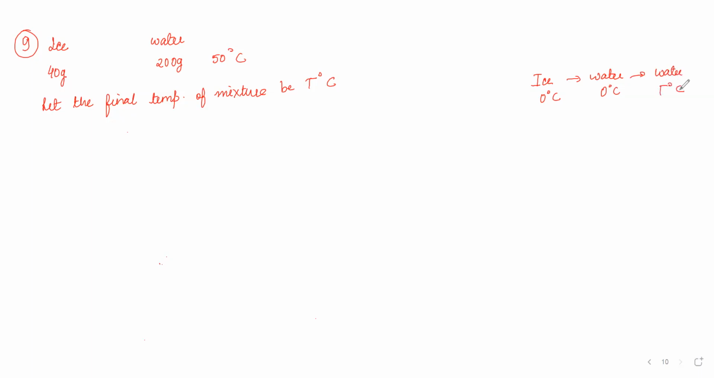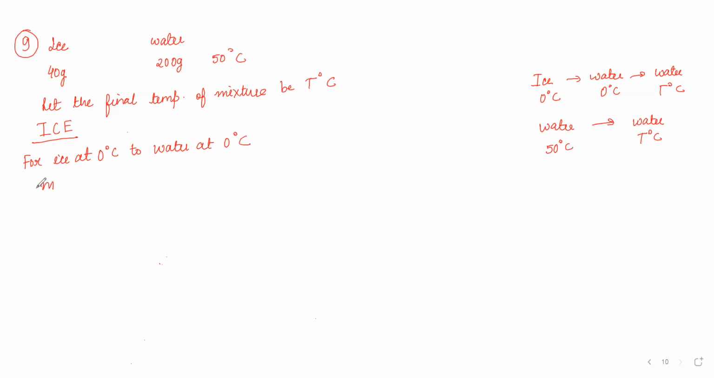So you need to write down. Then again you have water at 50 degrees Celsius. This is for second scale, and this will be converted to water at T degrees Celsius, and then you will equate both of them. Okay, so what you are going to write, first of all, we will be writing for ice. Okay, so write down for ice at 0 degrees Celsius to water at 0 degrees Celsius.